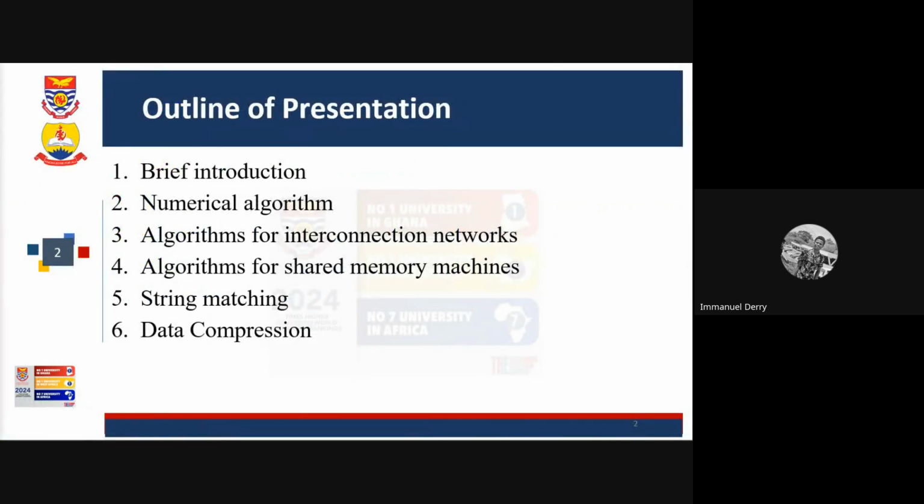And this is basically the outline for today. So we'll talk about a brief introduction to algorithms. And then when we get to numerical algorithms, I might not spend much time there because this is more of basic stuff. And those of you who are teachers, you appreciate what I'm saying when we get there. And then interconnection networks and algorithms, shared memory machines, and the little complex one here is string matching and data compression. But when we get there, we cross the bridge.